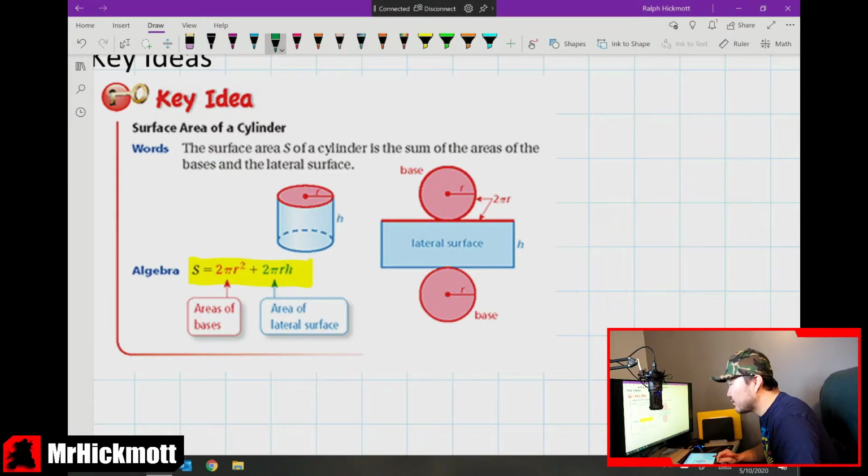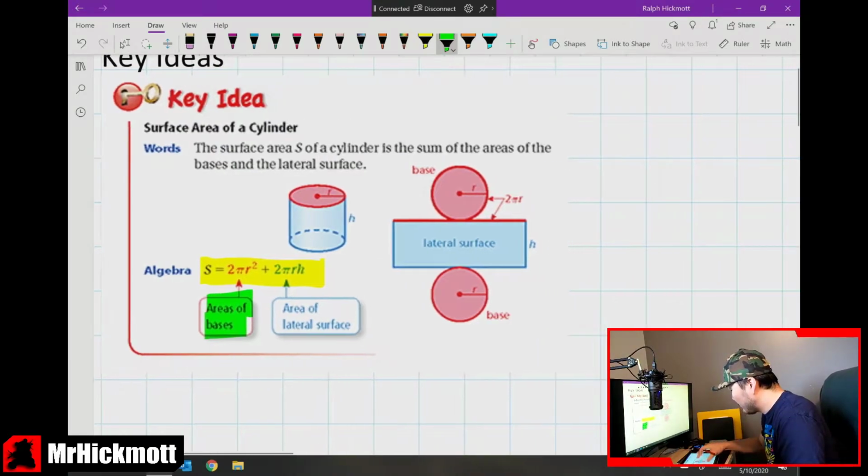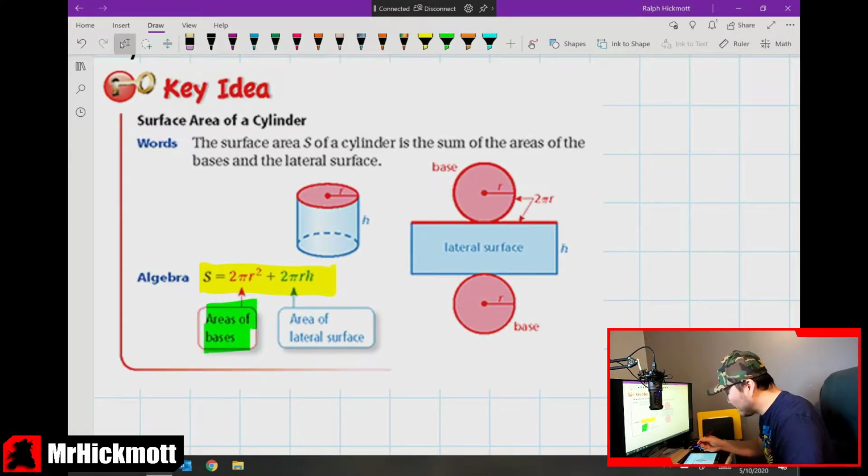So it's S equals 2 pi r squared plus 2 pi r h. The 2 pi r squared comes from the area of the bases. It's the two circles. As we know, the area is pi r squared, and we double it. That's where that 2 comes from. And then the lateral surface, or that unwrapped blue surface, is 2 pi r in length. So 2 pi r is all the way across here. That's the circumference of the base circle, and then the height. So the area would be the circumference times the height. Add them together, and we've got the surface area of the entire unit.